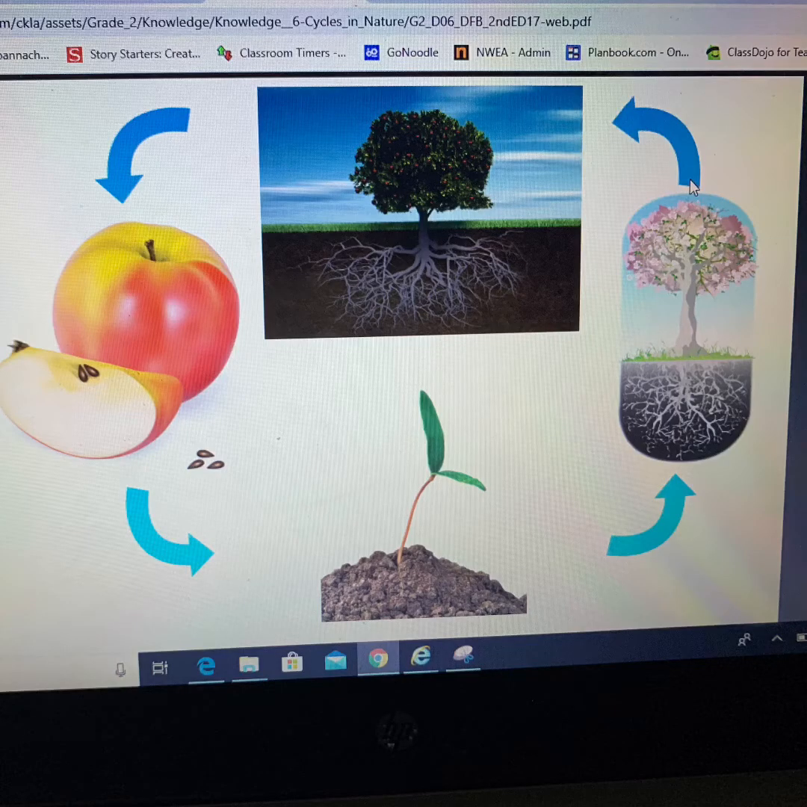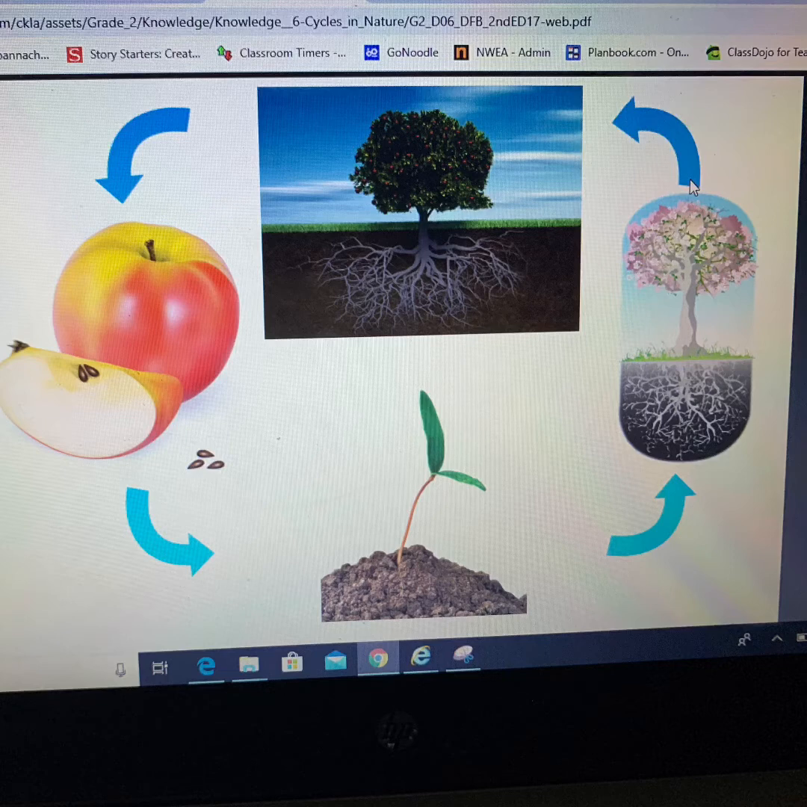We can also think about the life cycle of a tree. At the bottom of this picture, it starts out as a small seed that grows into a plant, and then the plant grows into a tree that has buds and flowers in it. And then once those buds and flowers grow, it grows into the tree. And I don't know if you can see, but there are apples on this tree at the top picture.